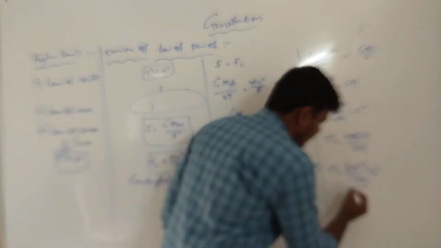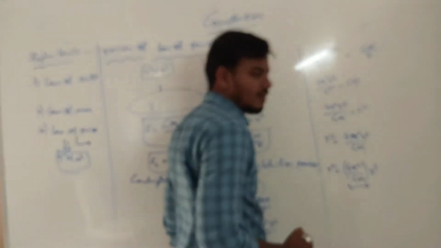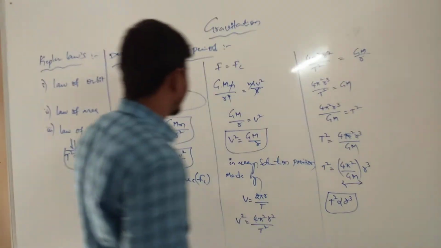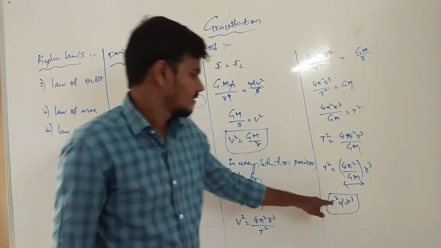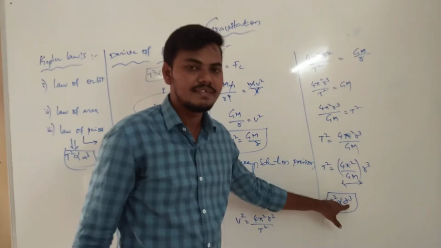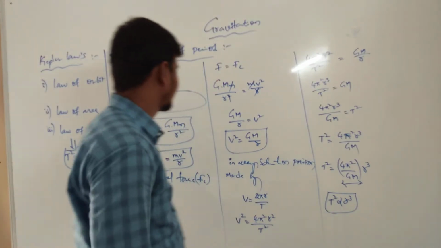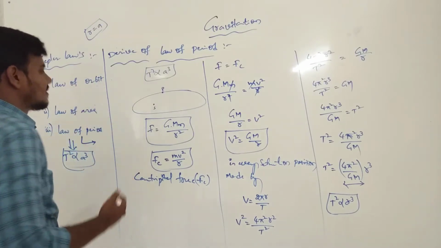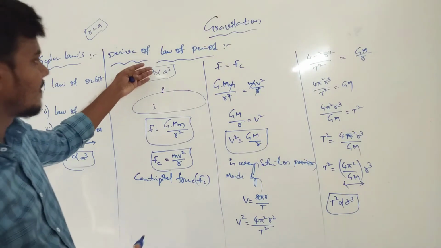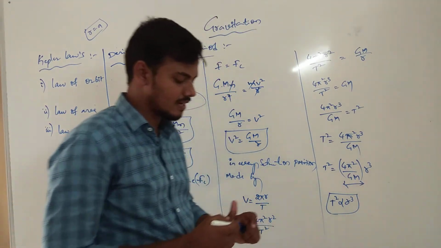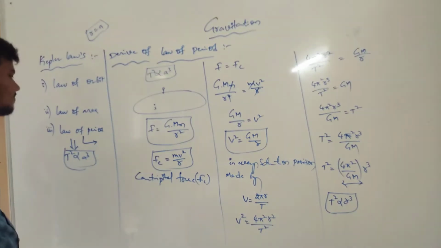This factor is always a constant. The constant represents that T square is always directly proportional to r cube. The square of the time period is always directly proportional to the cube of the semi-major axis. Here r is also a distance, and a is the distance as well. Since r is equal to a, T square is always directly proportional to a cube, similarly to r cube.